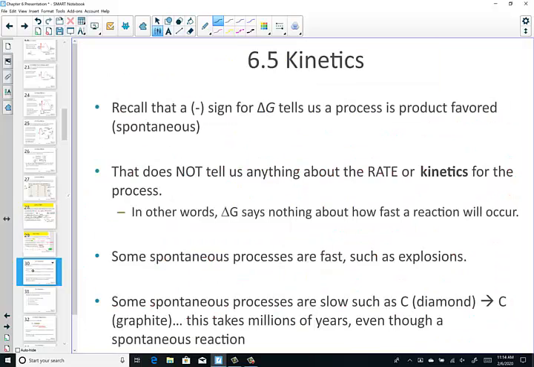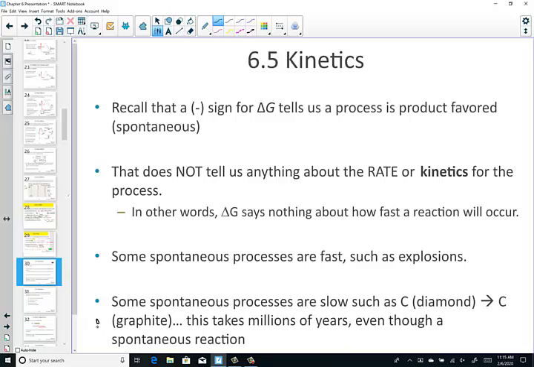Just a little bit about kinetics as well. Recall that a negative delta G might tell us if a reaction is spontaneous in the forward direction, but it gives us no information about the rate of a chemical change. And that was a whole topic in of itself called chemical kinetics. So the spontaneity of a reaction tells us if it occurs. It's the kinetics that tell us how quickly a reaction will occur.